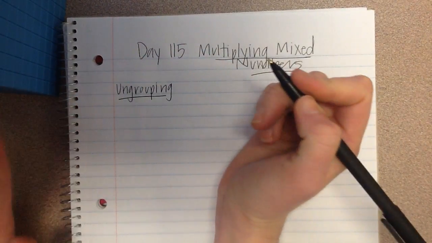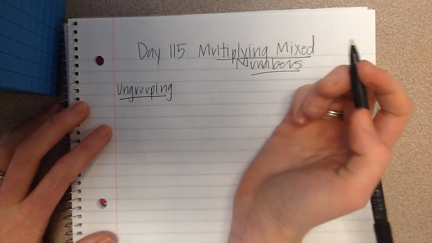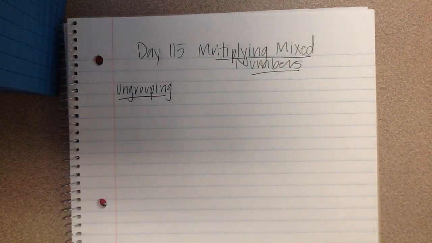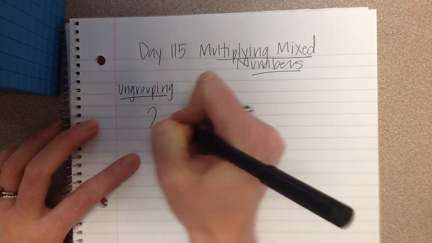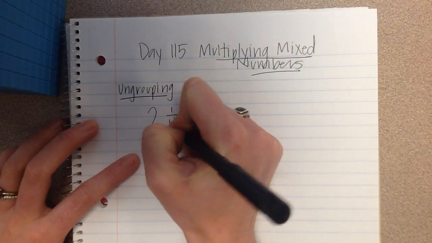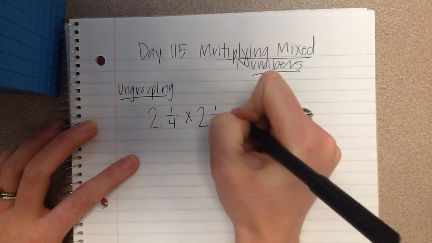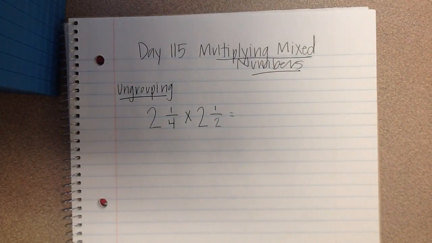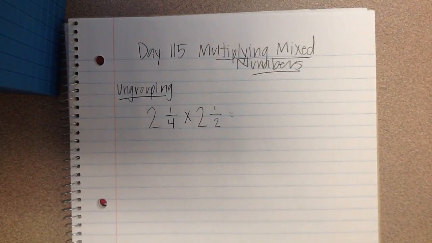Okay, this is super easy, and I'd say this is probably the shortest one to do. You're going to have to deal with larger numbers, but it's the shortest one. So say we have 2 and 1/4 times 2 and 1/2. Also, I'm going to solve all of these problems with the same problem so you can see how each method works.